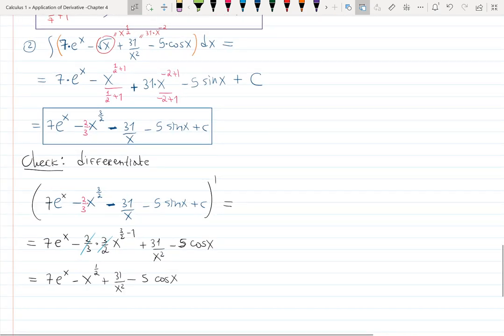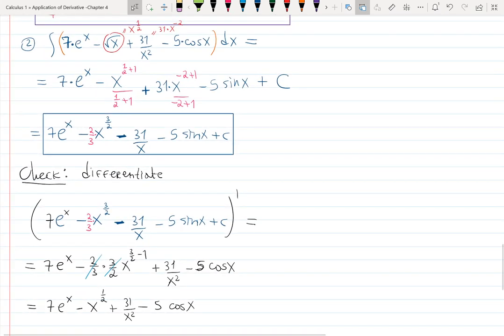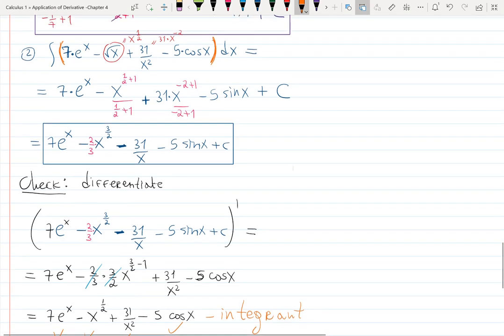Let's see. Let me go up. Here, look at this orange part over here. Does it match or not? 7e to the x matches. Minus x to the 1/2, that's square root of x. Plus 31 over x squared matches. Minus 5 cosine x. Matched. That's exactly what used to be my integrand, the part I integrated. So by differentiating the answer, you can check if your answer is correct.